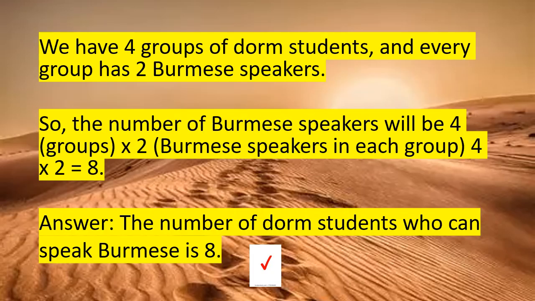So we have 4 groups of dorm students. Every group has 2 Burmese speakers. So the number of Burmese speakers will be 4, the number of groups, times 2, the number of Burmese speakers in each group. 4 times 2 equals 8. So the answer, the number of dorm students who can speak Burmese, is 8.